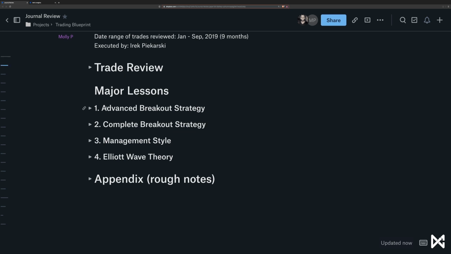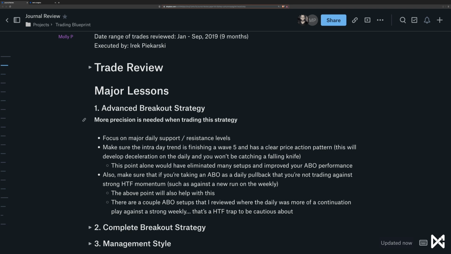So initially we noticed this guy was struggling with advanced breakouts. He took a lot of them, had a low strike rate, okay return, right? So what did I come up with? More precision is needed when trading this strategy, period. He was taking a lot of discretionary advanced breakouts that could have been avoided, and just by going through those trades, we eliminated 6 out of 14, right? So more precision is needed, hence the major lesson here.